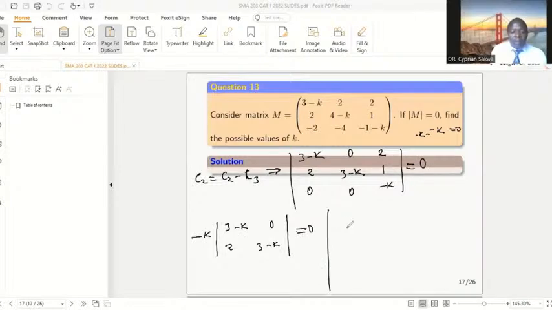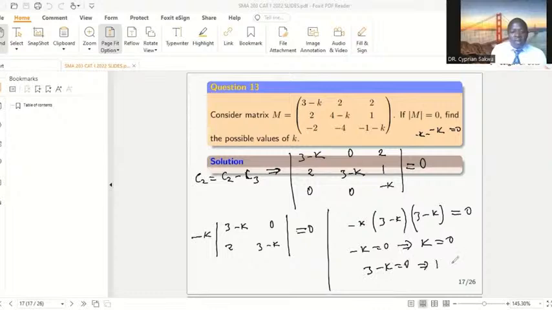Now, what is this? What I have here is negative k multiplied by 3 minus k, 3 minus k, because in fact this is 0, so there's no need. And I put this to 0. When I do that, it's either negative k is 0, which implies that k is 0, or 3 minus k is 0, which implies that k is 3. So k is either 0 or 3.